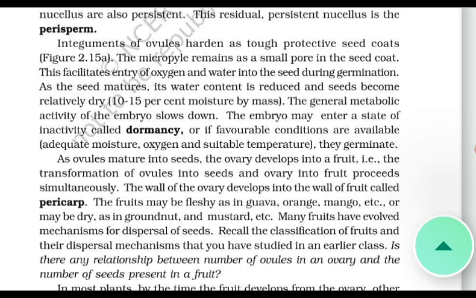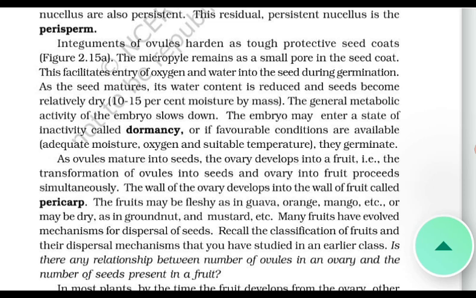Endosperm may either be completely consumed by the developing embryo. Example: pea, groundnut, beans. You can remember this as "Pea-Gro-Bee": P for pea, Gro for groundnut, B for beans. Endosperm may either be completely consumed by the developing embryo.